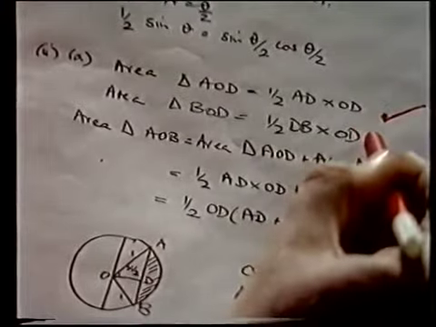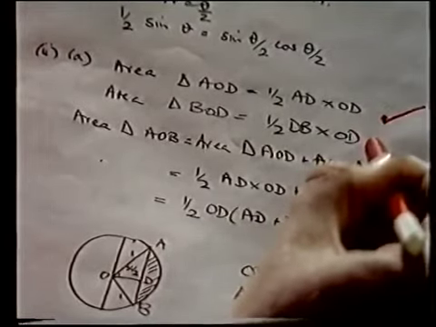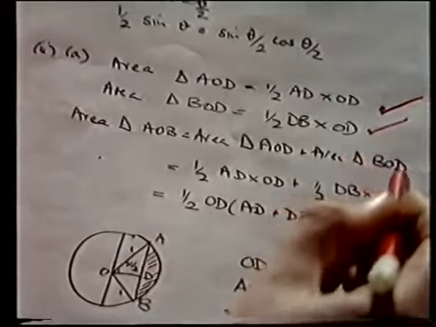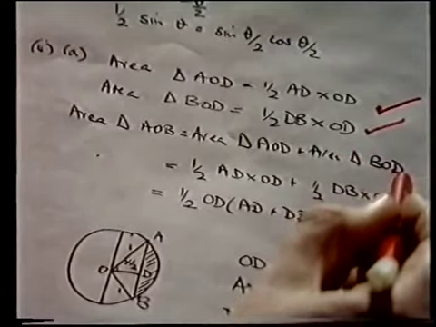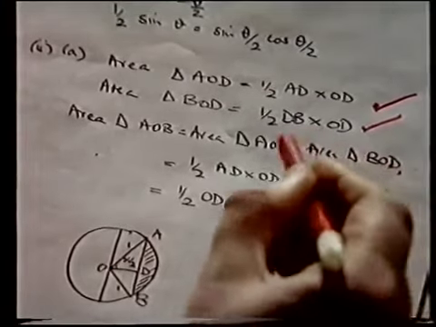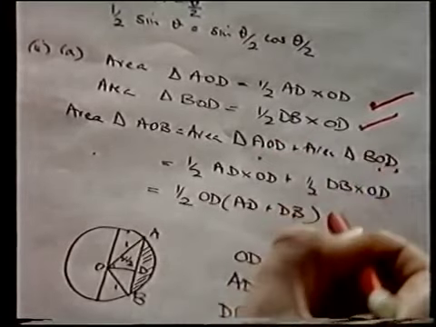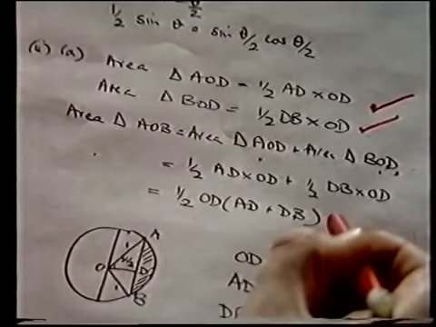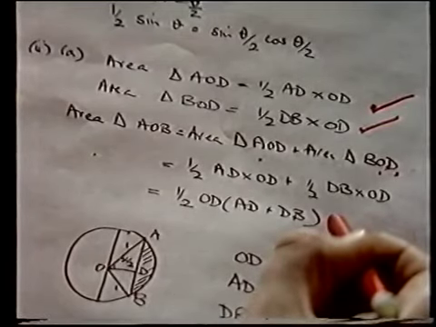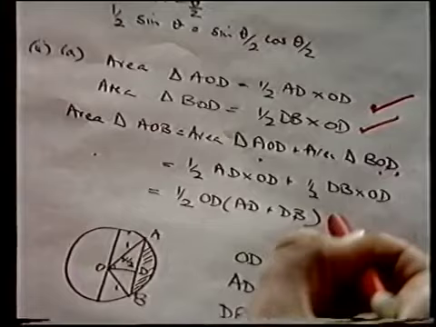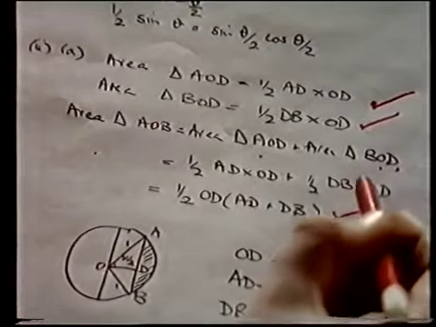He's then found the area of the triangle BOD. And here in the next line, he's realised that the area of the big triangle is the sum of the areas of the two he's just found. And he writes his answer in this last line as a half OD times AD plus DB.